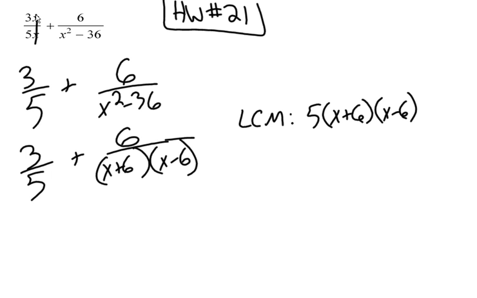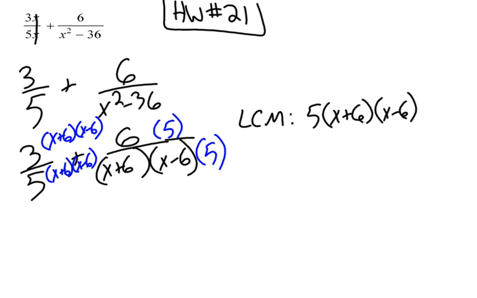So what's missing? I'm going to combine steps from the previous examples. What's missing in that first fraction? We have a denominator of 5. Our goal is to get a denominator of 5 times x plus 6 times x minus 6. Therefore, we multiply both the top and the bottom by x plus 6 times x minus 6. Looking at that second fraction, 6 over x plus 6 times x minus 6, what is missing? The only factor missing is 5. Multiply our numerator by 5, multiply our denominator by 5.